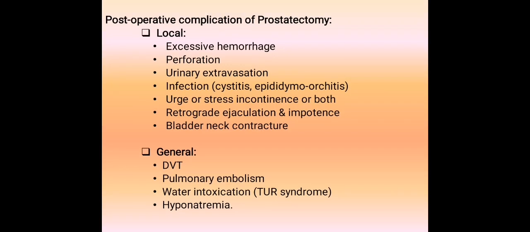Post-operative complications of prostatectomy include local complications such as excessive hemorrhage, perforation, urinary extravasation, infection in the form of cystitis or epididymitis, urge or stress incontinence or both, retrograde ejaculation and impotence, and bladder neck contracture. These are the local complications. The general complications may be in the form of DVT, pulmonary embolism, water intoxication, what is termed TUR syndrome, and hyponatremia.